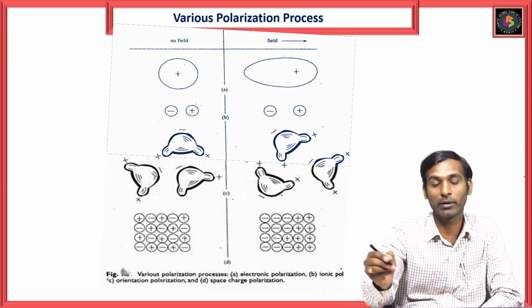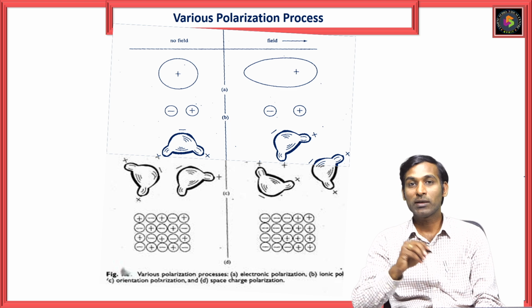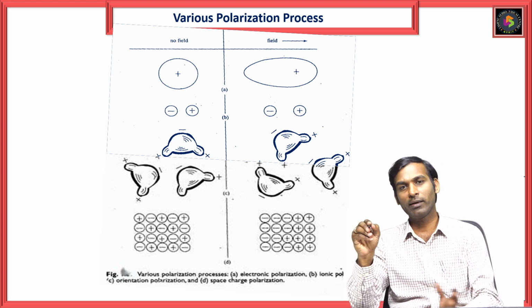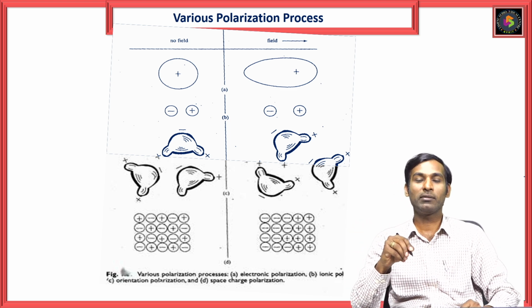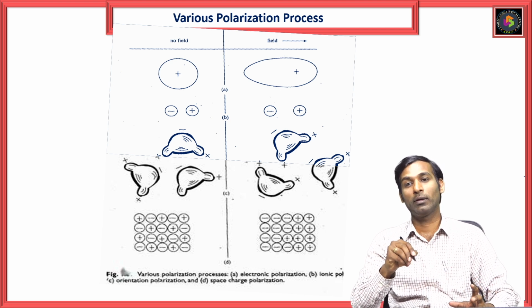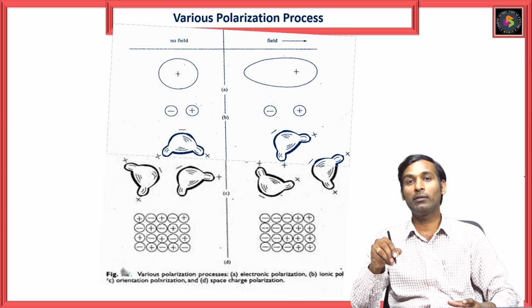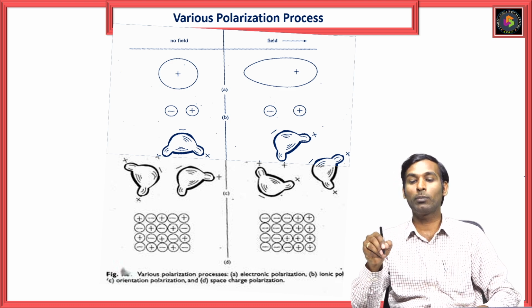Like that, ionic polarization. In ionic polarization also, we take one positive charge and one negative charge separated by some distance. It is said to be a dipole. So here the dipole is important. If there is no dipole moment, the material does not get heated. It is said to be a non-polar molecule.